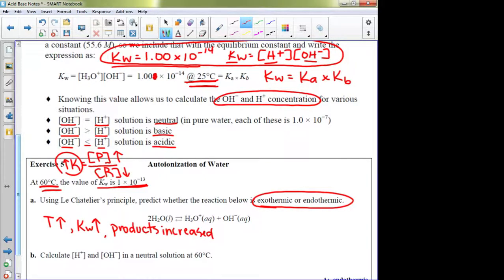So reactants went down, products increased. In order to get equilibrium to shift towards the products, I had to have added my heat to what side? The reactant side. So that means I added heat as a reactant. When we add heat as a reactant, what kind of reaction is it? Endothermic. Do we see how to think through that? Yes?